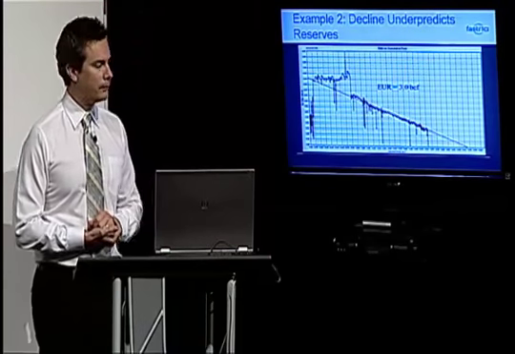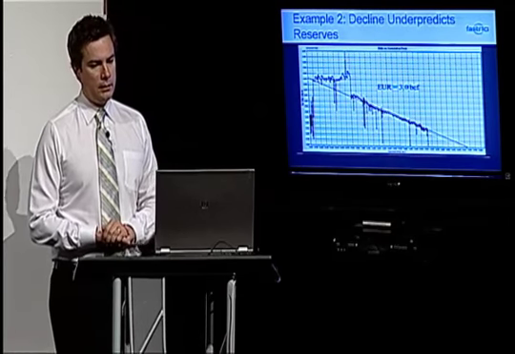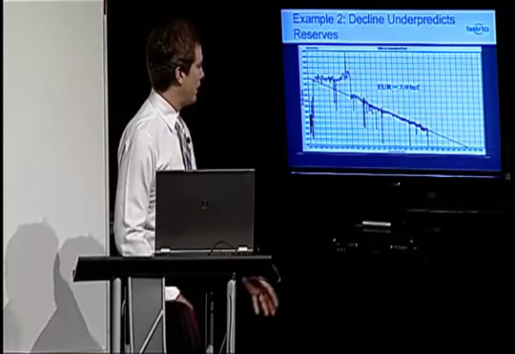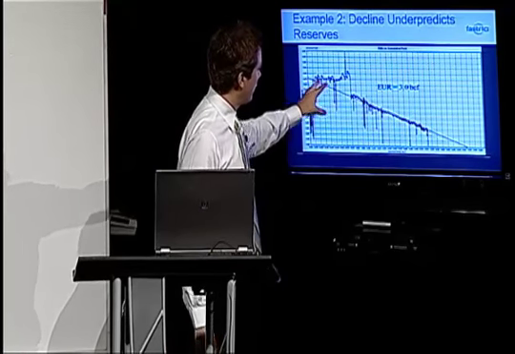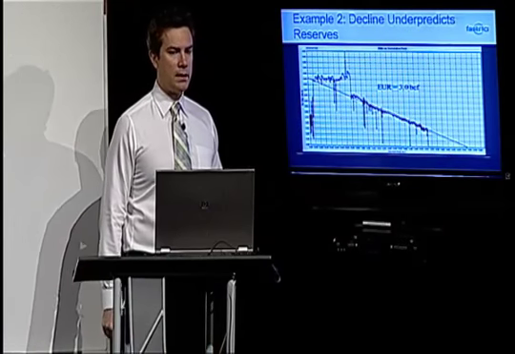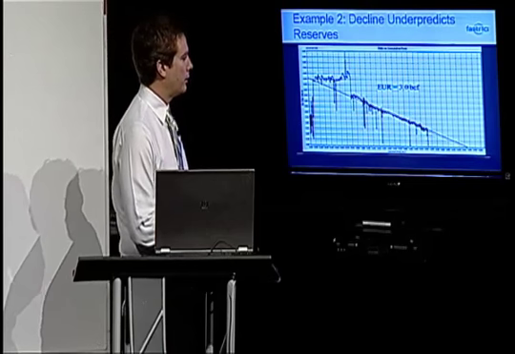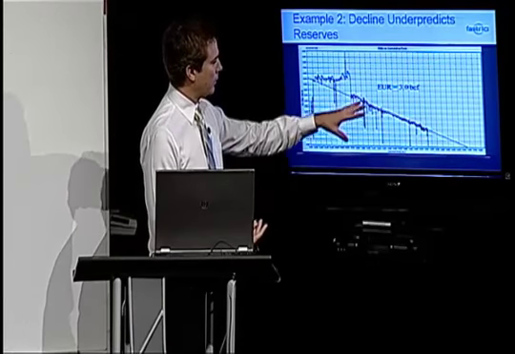Here's a second example. In this example, we're going to see that the decline underpredicts reserves. In this particular case, we have much more production to work with, so our assessment of exponential decline is actually pretty robust, I would say. We have 2.2 BCF, and we're forecasting out to about 3 BCF. I don't think any reserve evaluator would have a problem applying this decline curve to this data and saying, yep, that's my P90 reserves, or that's my production forecast. So this seems to work okay.